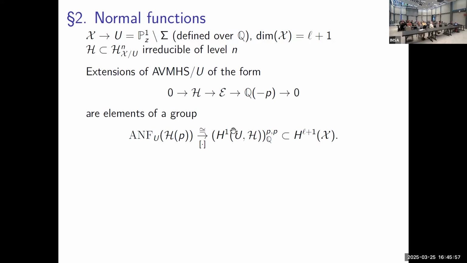They're going to be extensions of admissible variations of mixed Hodge structure. You don't have to know what that means, but just imagine you have a constant mixed Hodge structure, or pure Hodge structure really, of type (P,P) on the right, that's the Q(-P). And then you have this H of weight, well, it's got to be weight less than 2P, so L has to be less than 2P. And then you have this E in the middle.